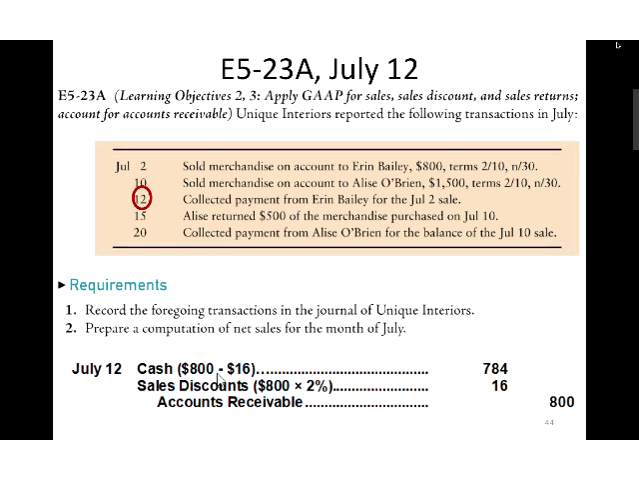Because back when we sold the merchandise on July 2nd, we have no idea if she's going to pay us within that discount period or not. So we record the whole sale at $800, but then when she pays us, we need to reduce that, and we reduce it by putting it in sales discount.